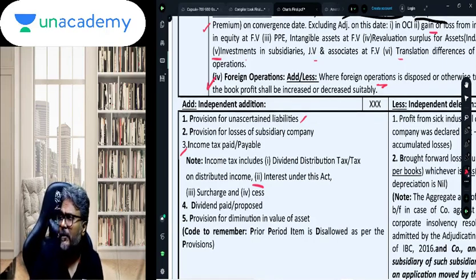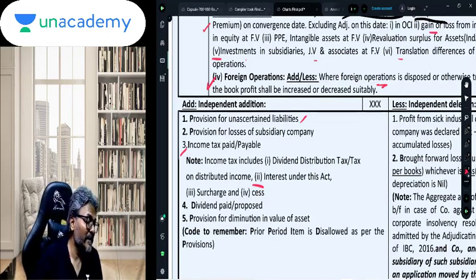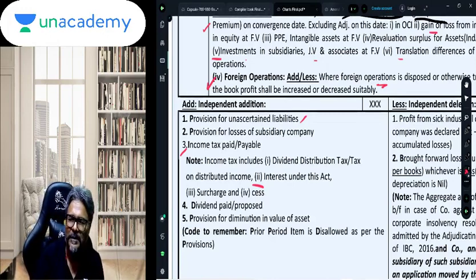What you will do in computing the book profit? Will you add it back? Answer is no. There is no such adjustment referred in 115JB. So therefore, no adjustment will be made. Let that remain as it is in computing the book profit.